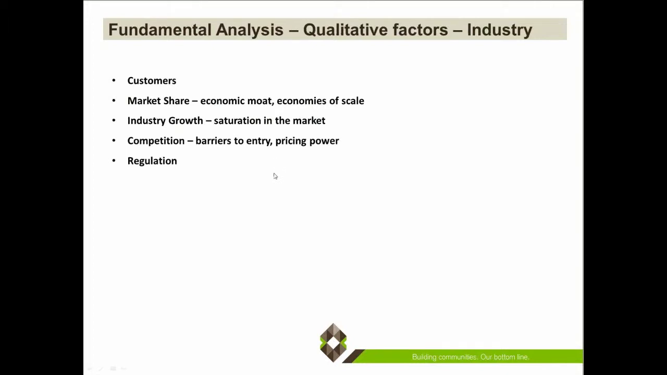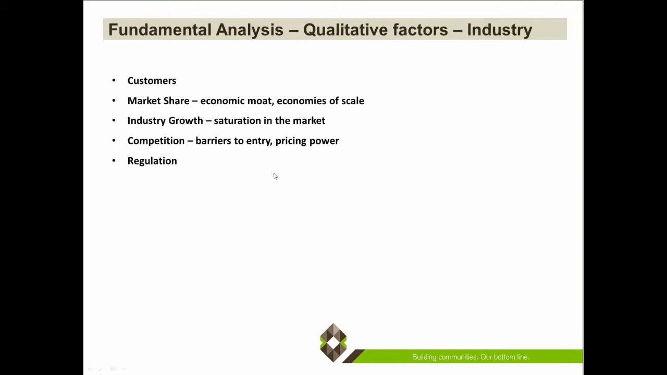So the qualitative factors, the industry factors that we will look at when we look at a company based on fundamentals. We look at the customers. What is your customer base, and is it a long-standing relationship that you have with these customers? And is it difficult to gain them, and how easy is it to lose them? And your market share. And with market share, we talk about your economic moat.